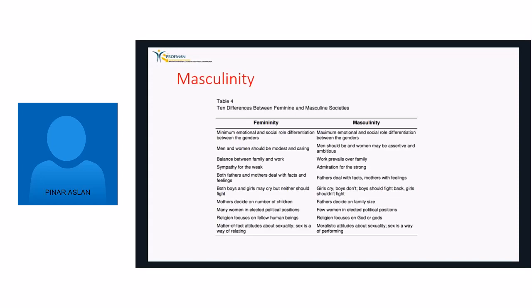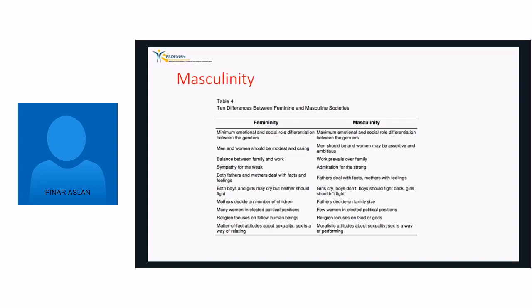And we have femininity versus masculinity. In feminine societies, there is minimum emotional and social role differentiation between the genders. So we don't have basically a differentiation between the genders. They're equal in different terms, whereas in masculine societies, there is maximum emotional and social role differentiation between the genders. So they simply think that women and men are not equals, they're different, and because it's masculine, you can see the gender that is considered as the better one.